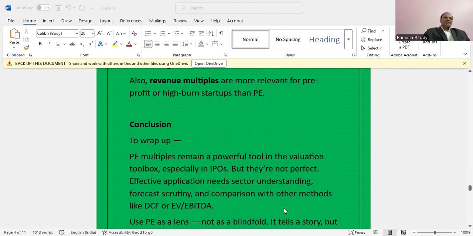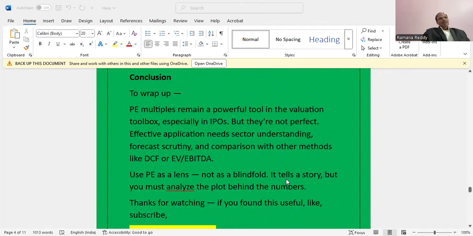So the conclusion is PE multiples remain a powerful tool in the valuation toolbox, especially in IPOs. But they are not perfect. Effective application needs sector understanding, forecast scrutiny, and comparison with other methods like DCF or EV to EBITDA. Use PE as a lens, not as a blindfold. It tells a story, but you must analyze the plot behind the numbers.